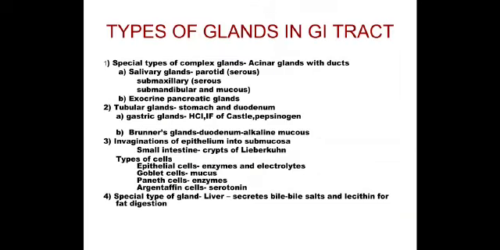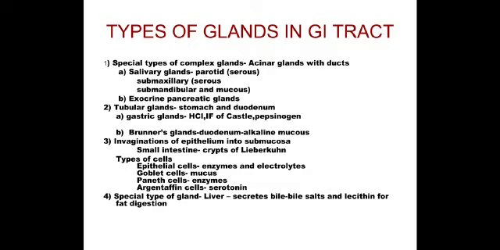What are the types of glands in the gastrointestinal tract? There are special types of complex glands, like acinar glands with ducts. The unit of a gland is the acini. In the salivary glands, we have three types: the parotid, submaxillary, and sublingual, which are of the serous and mucous type, and the exocrine pancreatic glands. Then the tubular glands are present in the stomach and duodenum.